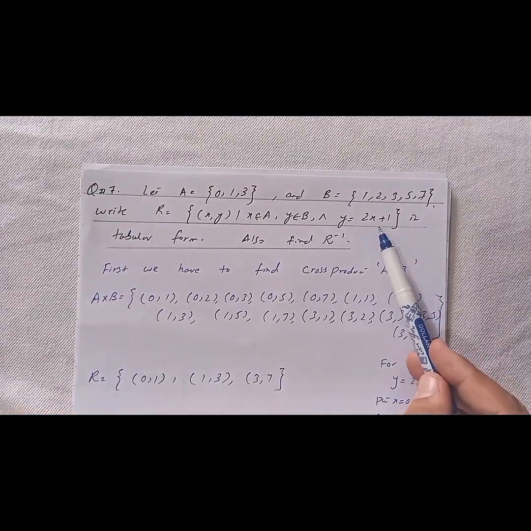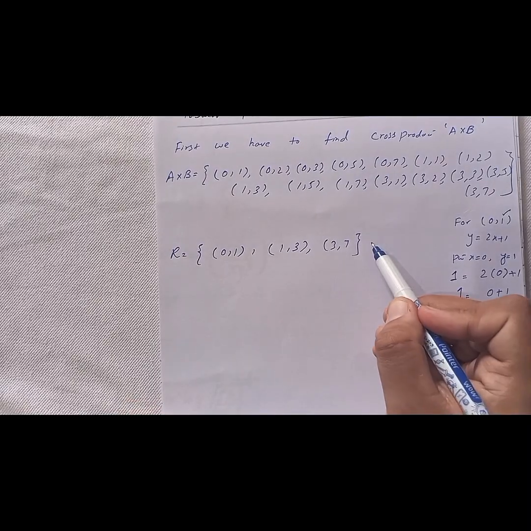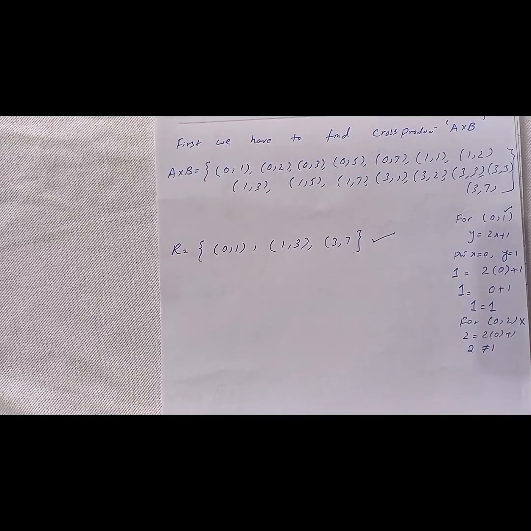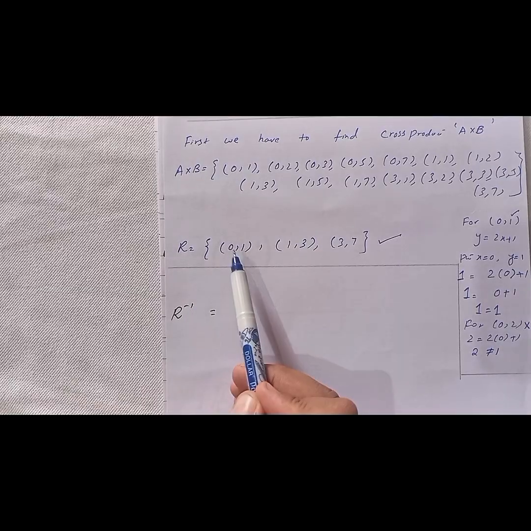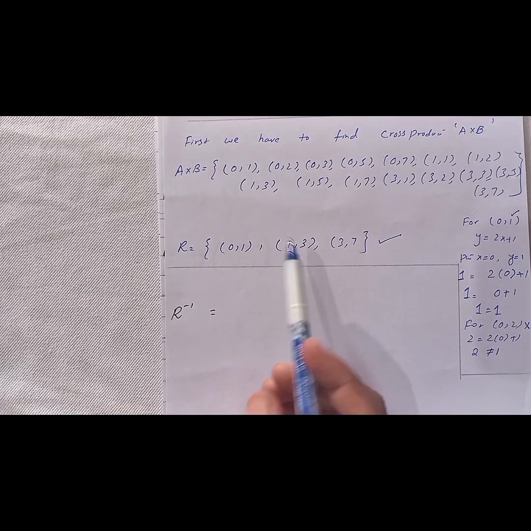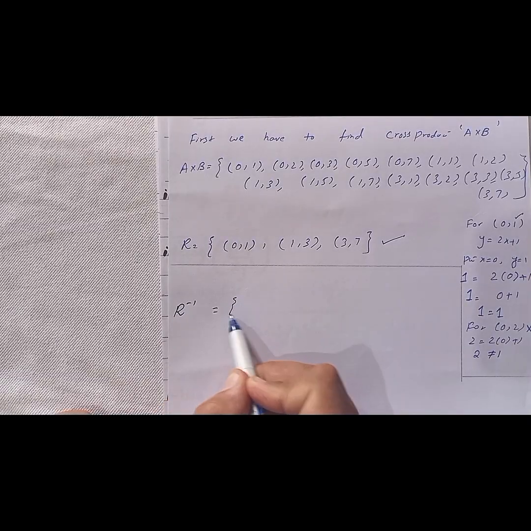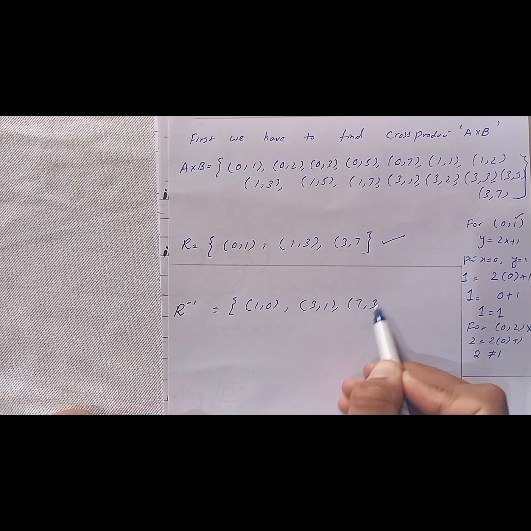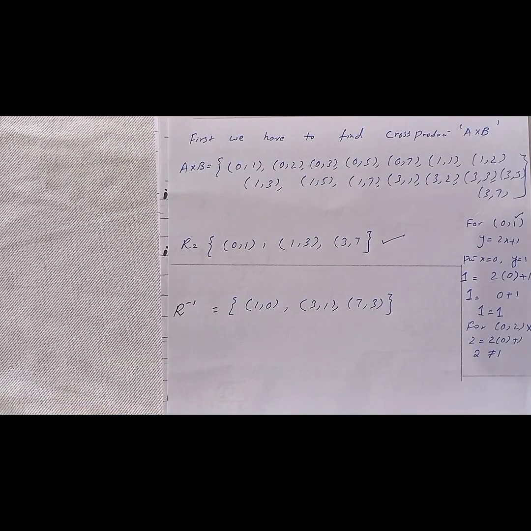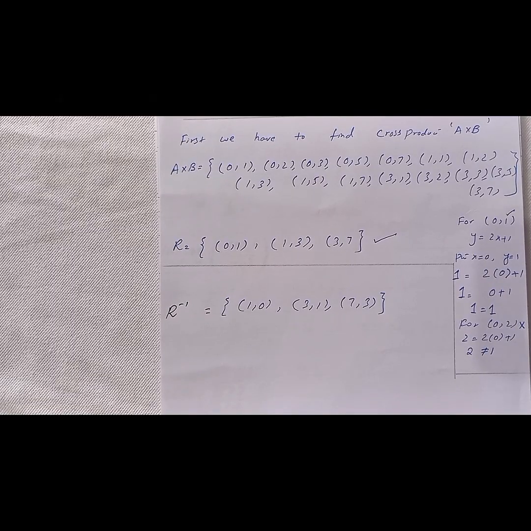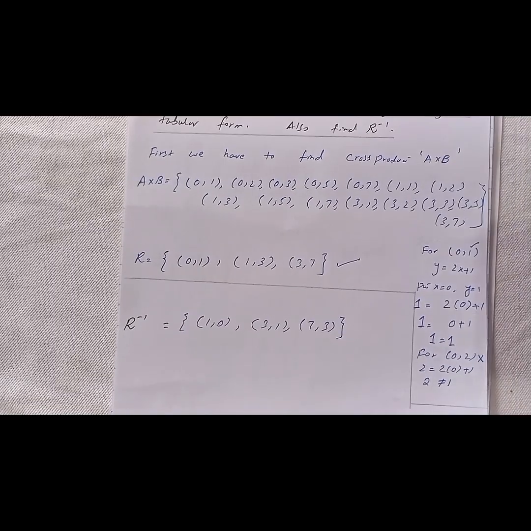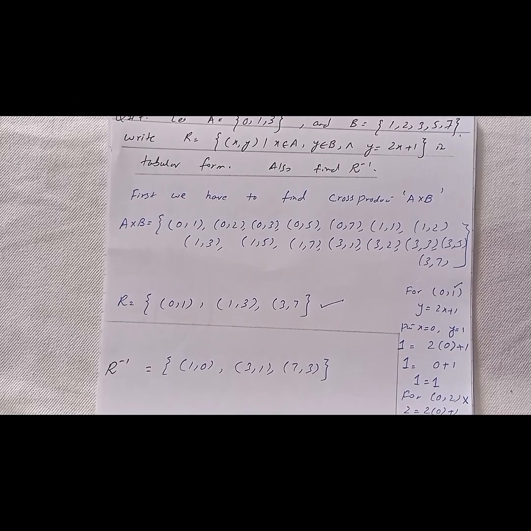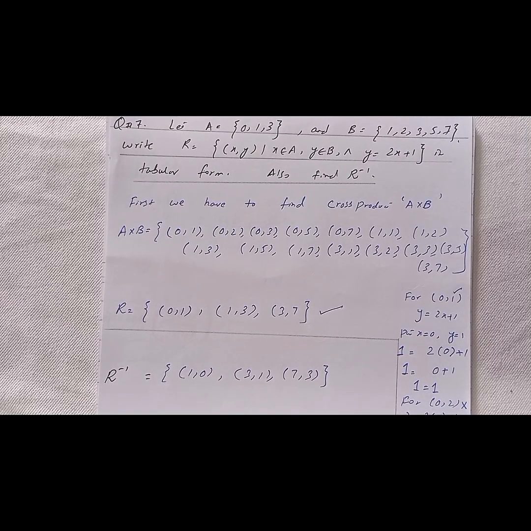So the only 3 ordered pairs that fulfill the condition y equals 2x plus 1 are (0, 1), (1, 3) and (3, 7). This is the tabular form of R. Now we have to find R inverse. R inverse means that you have to interchange the position of the elements of each ordered pair, like you have to change the domain and range positions. So the first ordered pair becomes (1, 0), the second is (3, 1) and the last is (7, 3), which is the required R inverse representation in tabular form. So here we have completed question number 7.